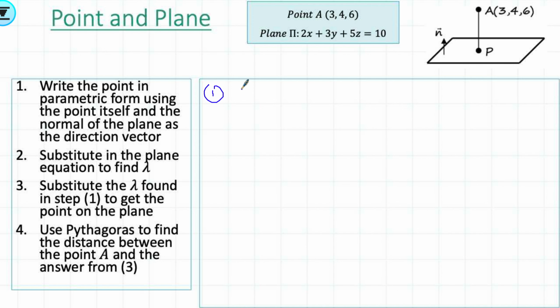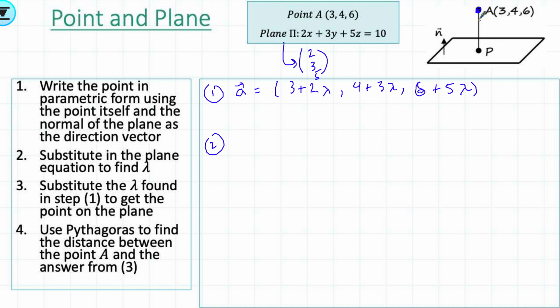So we will write it as A is 3 plus 2 lambda, because the direction vector here is 2, 3, 5 for the plane. 2 lambda, 4 plus 3 lambda, and 6 plus 5 lambda. And what we will do now is, this is the point here, and what we're going to do is we're going to substitute it in the plane to figure out what lambda should be in this case.